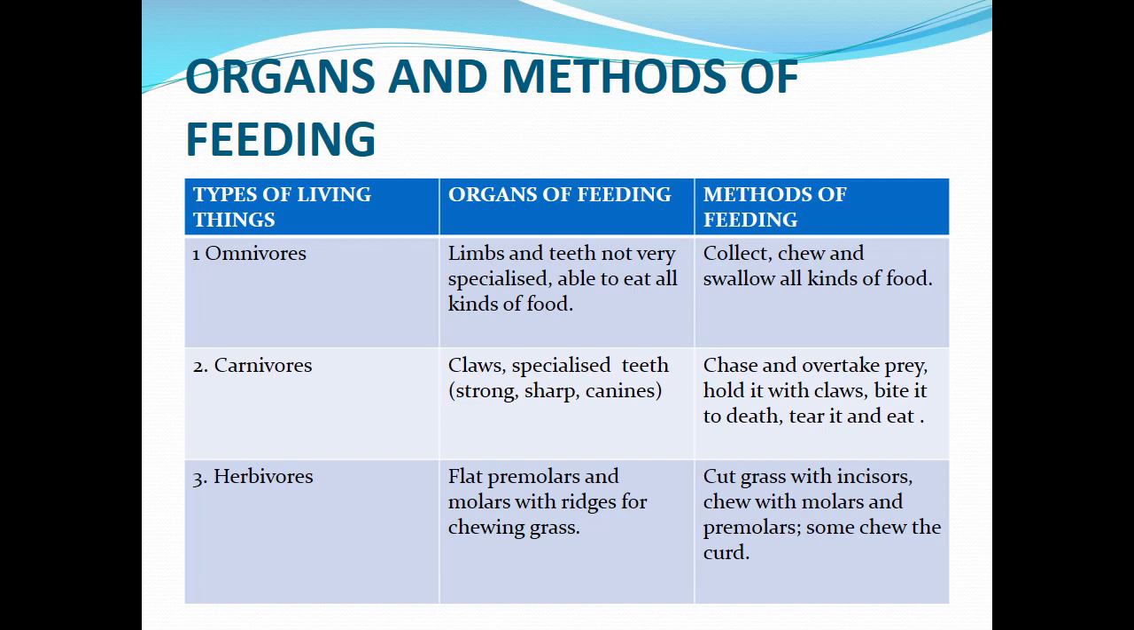Number 2, carnivores. Carnivores have claws and specialized teeth, with strong, sharp canines. The method of feeding: chase and overtake prey, hold it with their claws, bite it to death, tear it, and eat it. Remember, carnivores are animals that feed on flesh. Number 3, herbivores. Herbivores' organs of feeding have flat premolars and molars with ridges for chewing grass. Remember, herbivores eat plants only. The methods of feeding: cut grass with incisors, chew with molars and premolars. Some chew the cud.